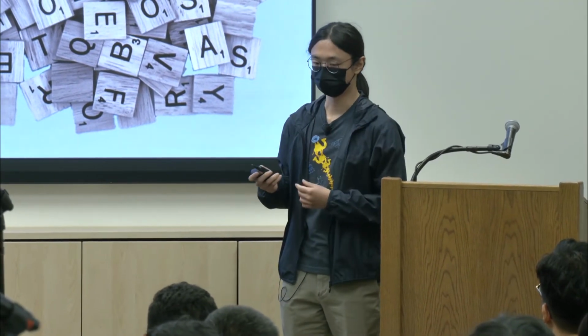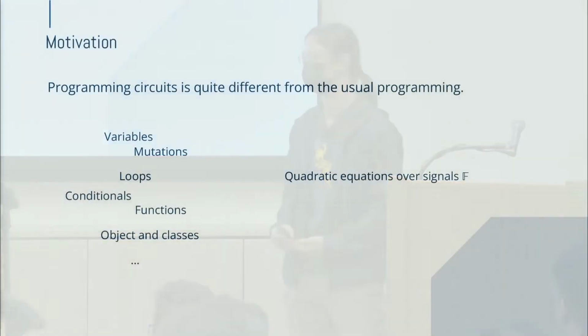Yeah. Okay. So before I jump into our framework, let me give you a little bit of motivation of why programming circuits is so hard. If you have previous experience programming, let's say in Circom, you may have noticed that it's quite different from usual programming, right? If you're using Python or something, you have a lot of tools to make it easy to express a piece of computation. For example, you have variables, mutations, loops and conditionals, functions and OOP, and all this good stuff, right? But if you're using Circom, all you have is quadratic equations over signals, which are taken from a finite field, and some syntactic sugar.